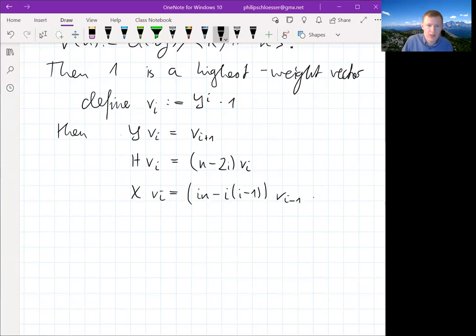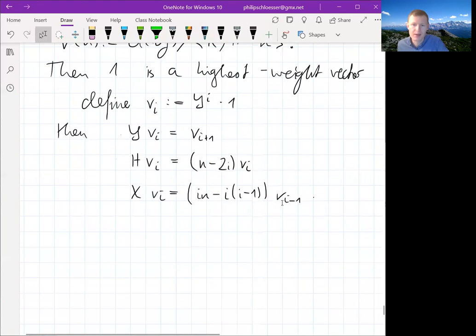Also note that if we have, I think, V_{n+1}, and we apply x to it, no, firstly, h times V_{n+1} is equal to minus n minus 2 times V_{n+1}.